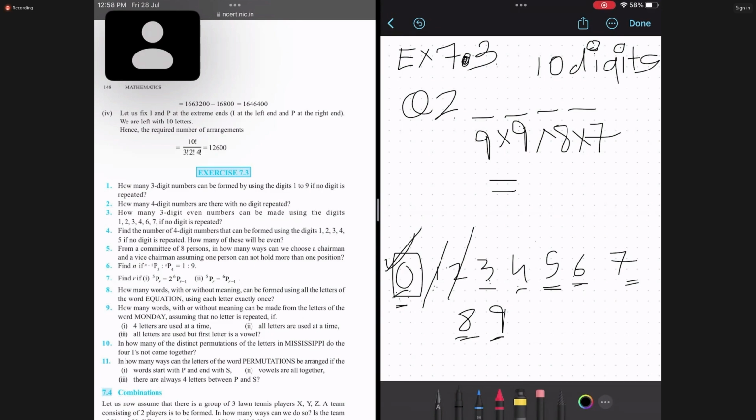Calculate this. 4536 numbers are possible, correct? So that is the crux of finding out how many 4-digit numbers can be made when repetition is not allowed, and that is how it is done, right?